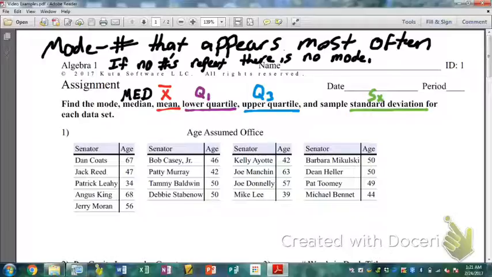So what we're going to do here is we're going to get our calculator out and we're going to punch in this data. And all of these numbers here are going in our calculator because that's all one problem, and they're wanting us to find these things for those numbers. So what I'm going to do first is I'm going to take out my calculator.